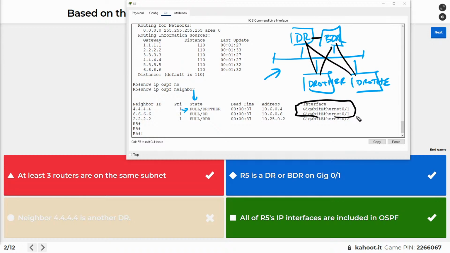So every segment needs to have a DR and a BDR, and if he has a full adjacency with the DR, and the other guy out in that same interface is a DR, he's actually a BDR on that segment. So if you logically draw it out, now the goal on this is to help reinforce the concepts of how this works. It's important.